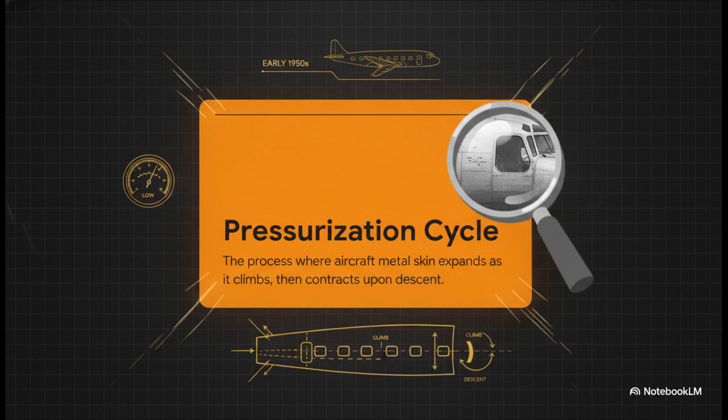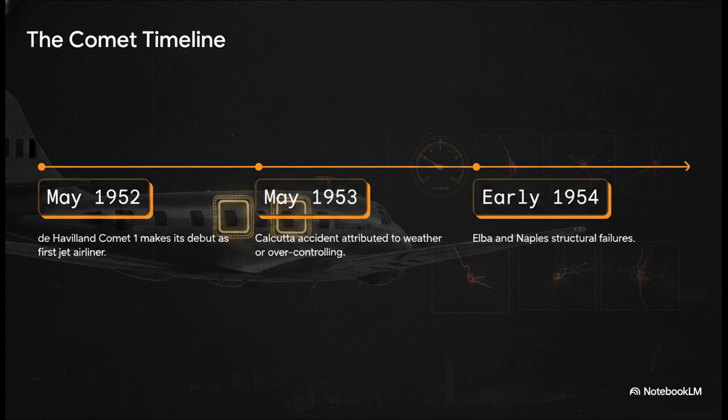But back in the early 1950s, engineers were still trying to figure out exactly how thousands of these relentless pressure cycles would interact with the shape of an aircraft's metal structure over time. Our story really kicks off in May 1952, when the British-built de Havilland Comet 1 made history. It was the world's very first commercial jet airliner.